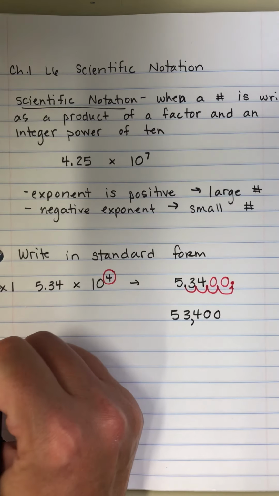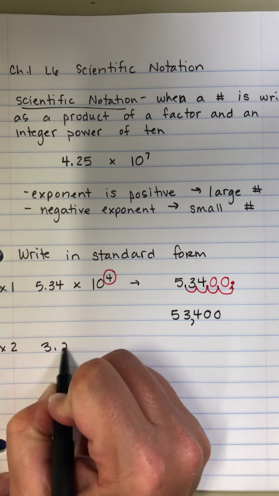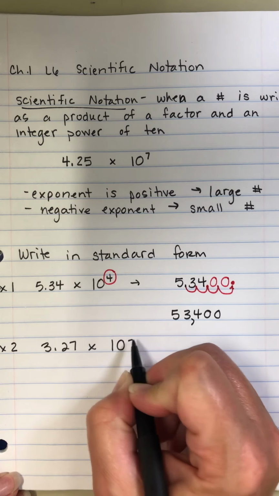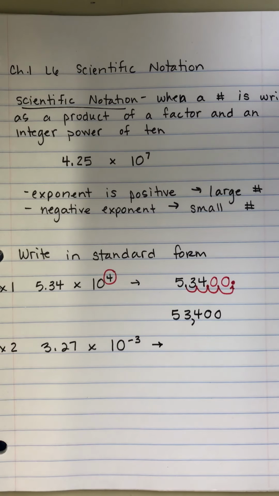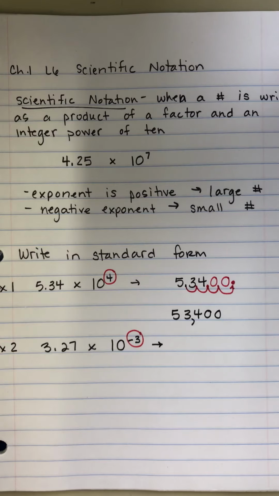Example 2. 3 27/100 times 10 to the negative third. Well, this is a negative exponent. Up above, I said that negative exponents are going to be smaller numbers, so smaller means I'm moving to the left. 3 times. Negative 3 means left 3.